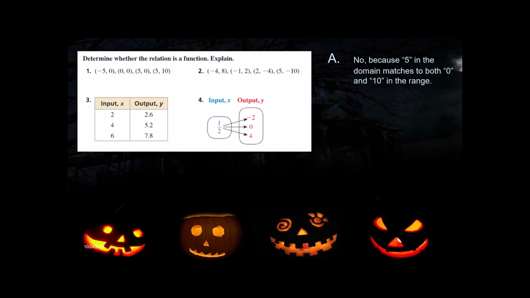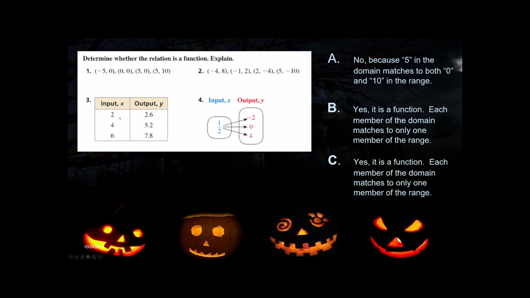Number 1 is not a function. This 5 matches to a 0 and a 10. That's a big no-no. Number 2 is a function. -4 matches to 8, -1 matches to 2, 2 matches to -4, 5 matches to -10. 3 is a function because 2 matches to 2.6, 4 matches to 5.2, 6 matches to 7.8. And 4 is not because 1/2 matches to 3 different things.